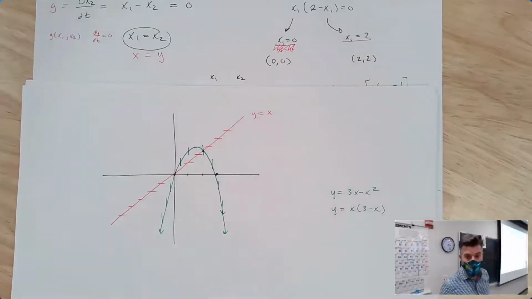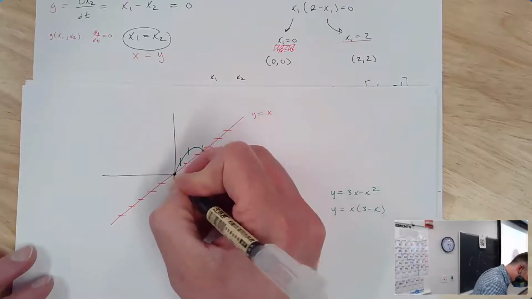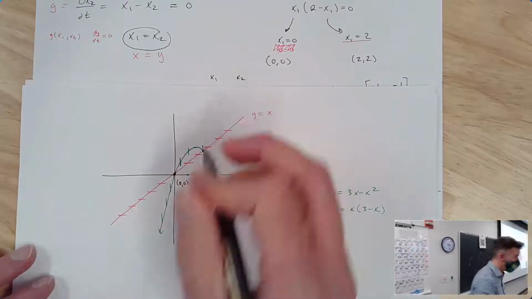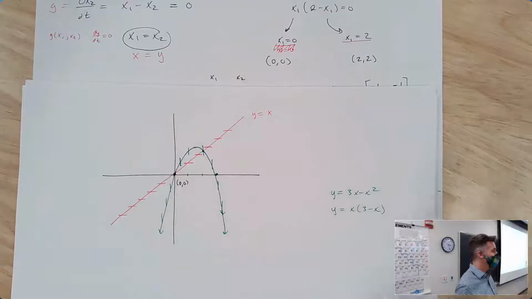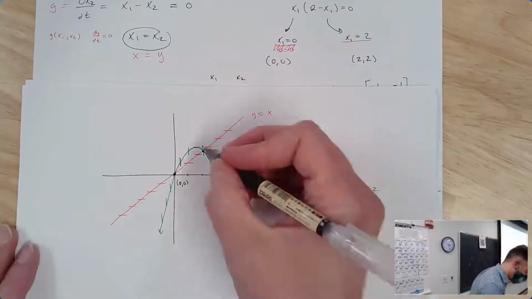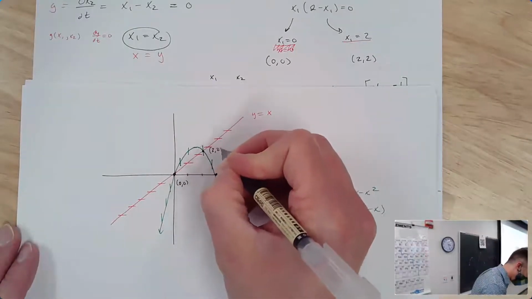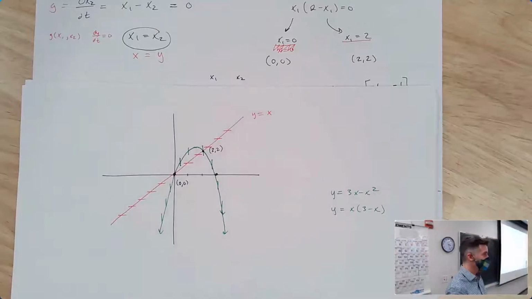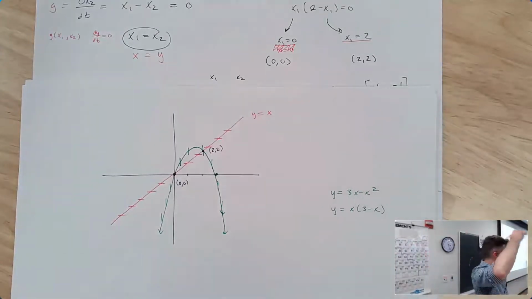And where the null lines intersect, I should say, where the null lines of different type intersect, that's where you have equilibria, because where the null lines intersect are where both dx1/dt equals 0 and dx2/dt equals 0.